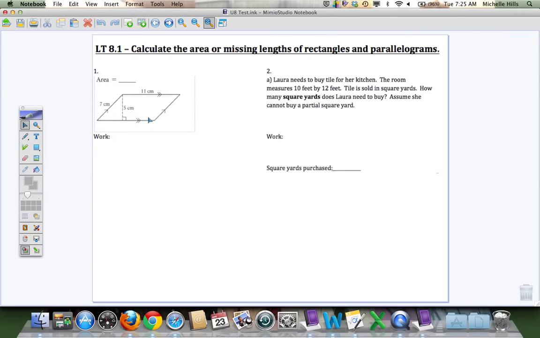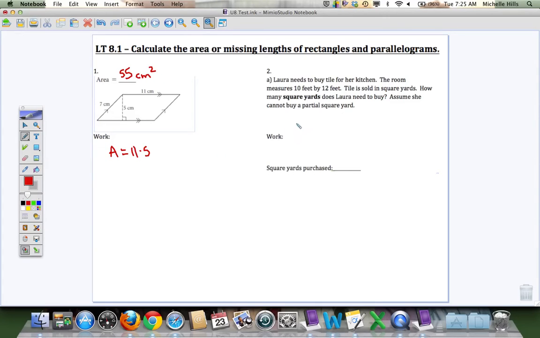Well, this is 11 centimeters at the bottom, 11 centimeters in the middle, 11 centimeters at the top. So the width is 11 from top to bottom. The height is always a perpendicular height, because if I stood this parallelogram straight up on the ground, it would be 5 centimeters tall. So 11 times 5, the area is 55, don't forget your units, centimeters squared.